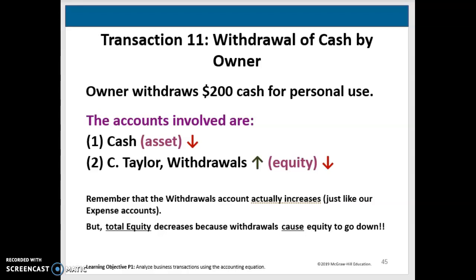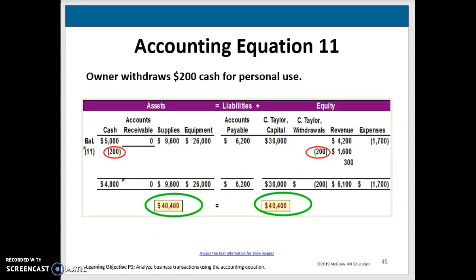So if we look at here, we have the owner that withdrew $200 for personal use. So cash was decreased because they took $200 out of the business, and withdrawals increased. So the withdrawals account increased because the amount that was withdrawn increased, just like the expense accounts. But our total equity is actually going to decrease because withdrawals cause equity to go down, and that's what we're going to see in the next slide. So withdrawals is listed as a negative because it reduces equity, and cash was also reduced. So our accounting equation is still in balance.